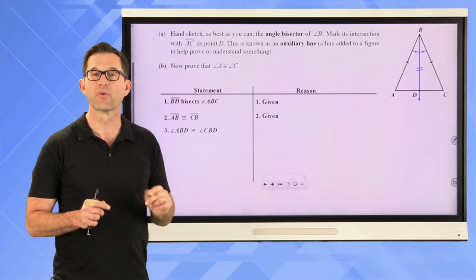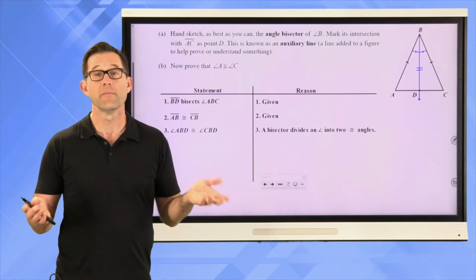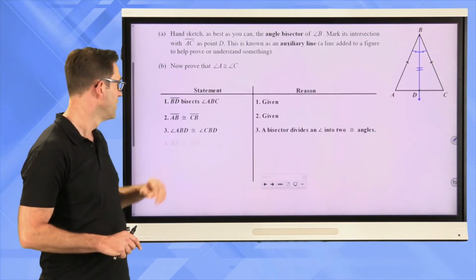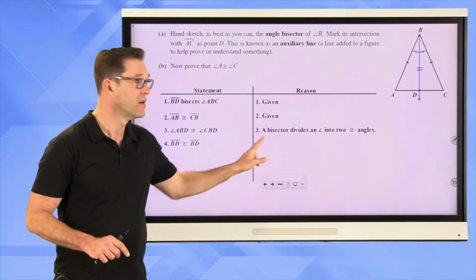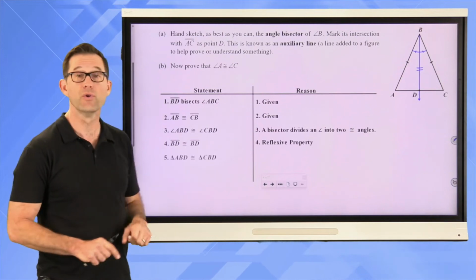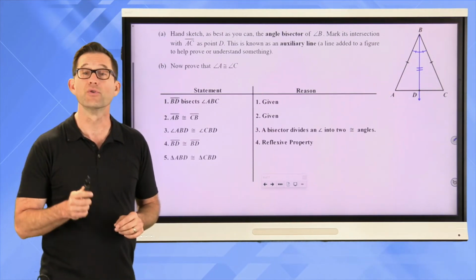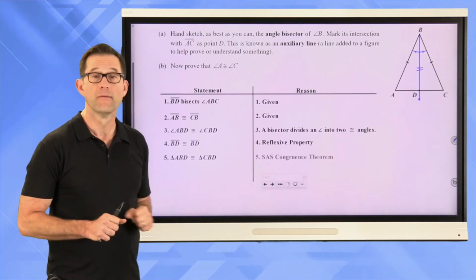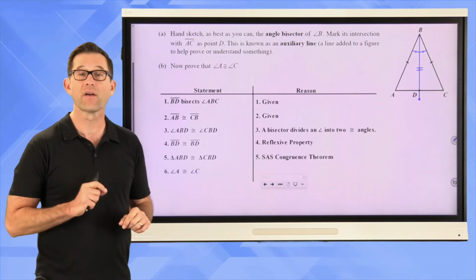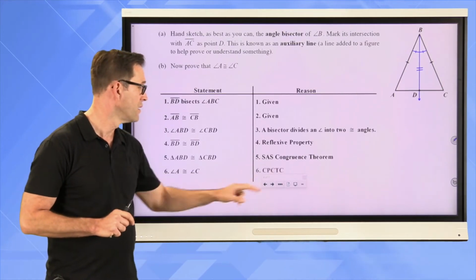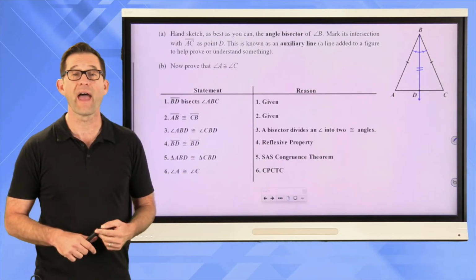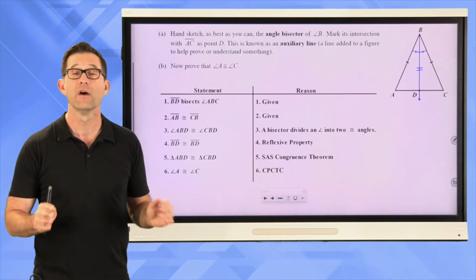Angle ABD is congruent to angle CBD, and that is, of course, because a bisector divides an angle into 2 congruent angles. Finally, BD is congruent to BD by the reflexive property. All right, that's all we need now to conclude that triangle ABD is congruent to triangle CBD by the side angle side congruence theorem, and that is now enough to say that angle A is congruent to angle C by CPCTC.